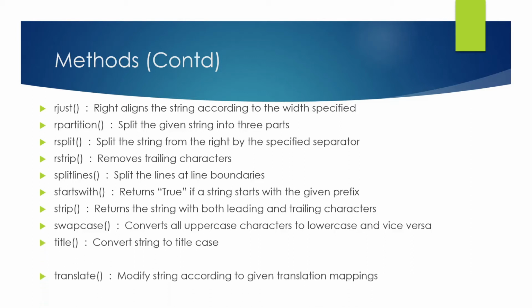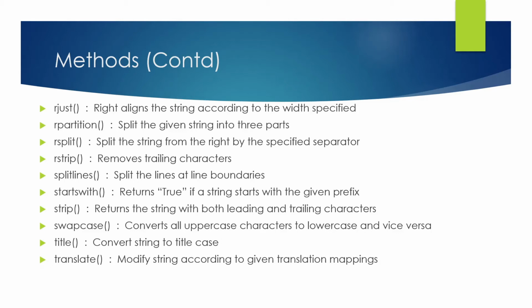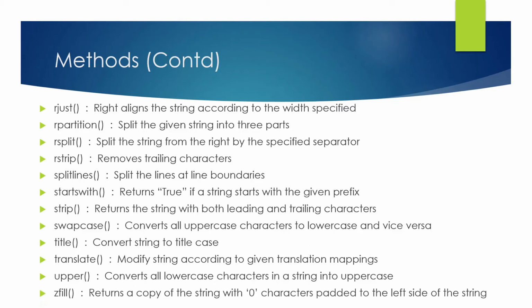Title, I've already told you. Translate modifies a string according to the given translation mapping. Upper converts all the lowercase characters in a string into uppercase, which we talked about. Zfill returns a copy of a string with 0 characters padded to the left side of the string.